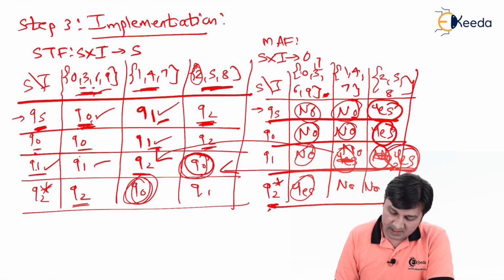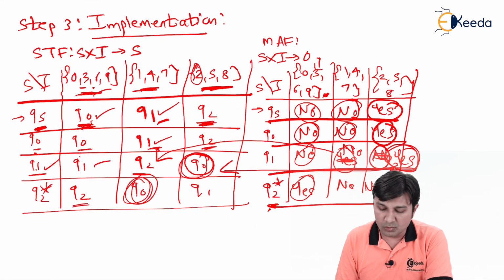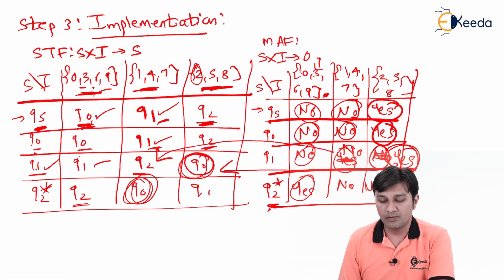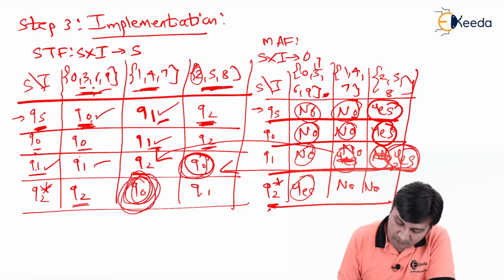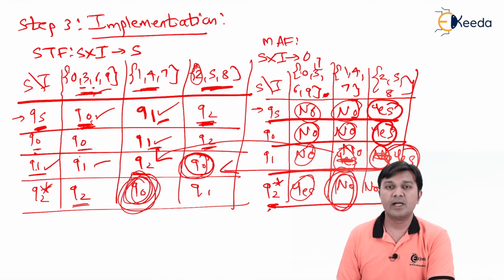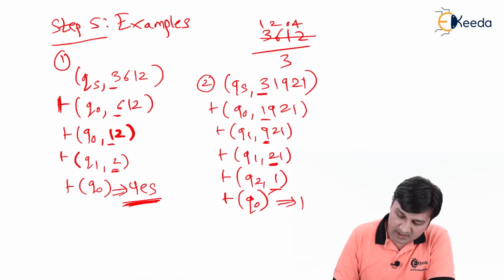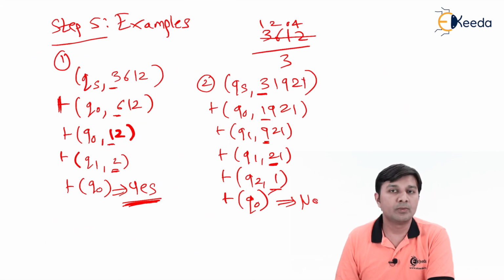Q0. Just check in your transition function. Is Q0 the final state? No. The final state is Q2. Correspondingly, you can also check the entry of Q0 in the machine function. It is also saying no. Since it is no, I say the number is going to be rejected.